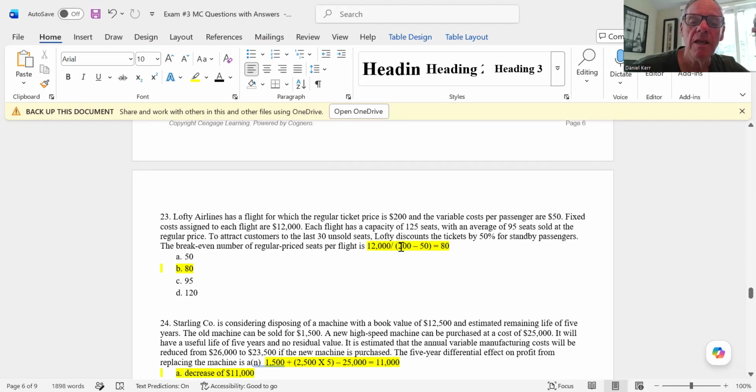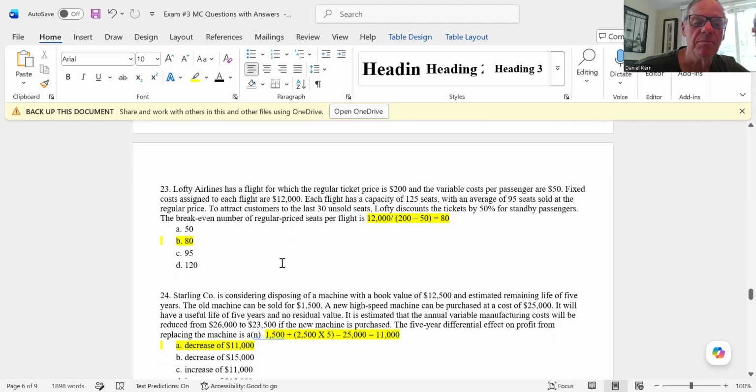So $200 is the regular sales price. Variable cost per flight, per passenger, is $50. So 12,000 divided by 150 gives you $80. Okay, so the break even based on the regular price would be 80. So the answer there is B.